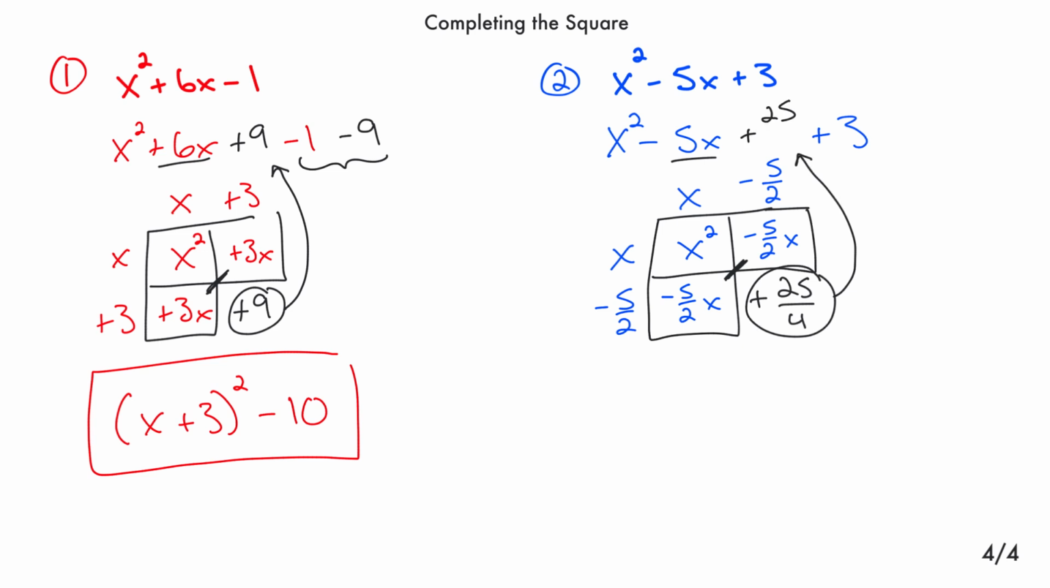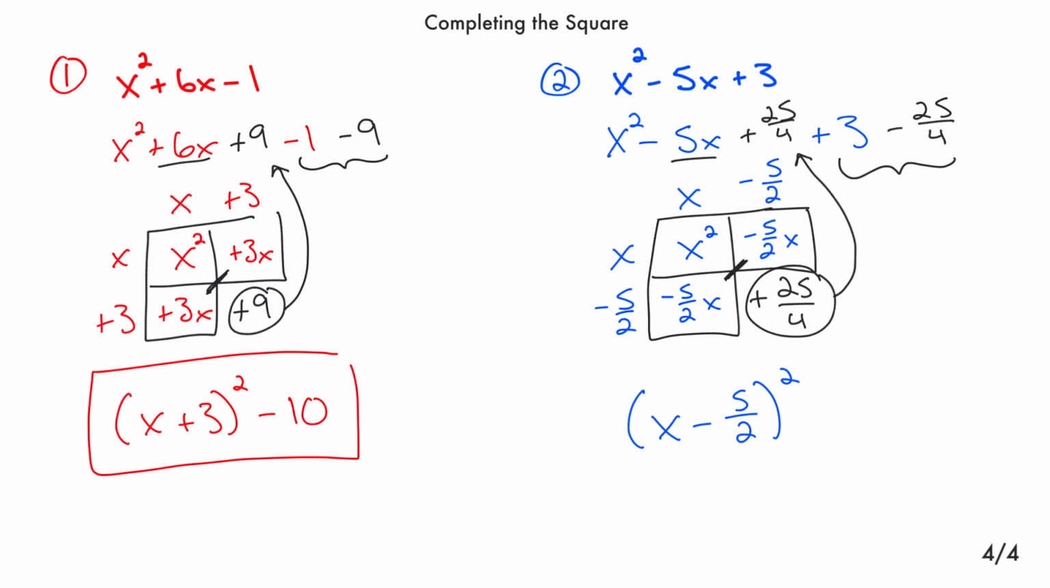Plus 25 over 4. But we also have to subtract the same value, 25 over 4. So if I was asked to factor x squared minus 5x plus 25 over 4, it would turn into x minus 5 over 2 times x minus 5 over 2, which would leave us with the quantity of x minus 5 over 2 quantity squared. The tricky bit is figuring out what these two values combine together to make.